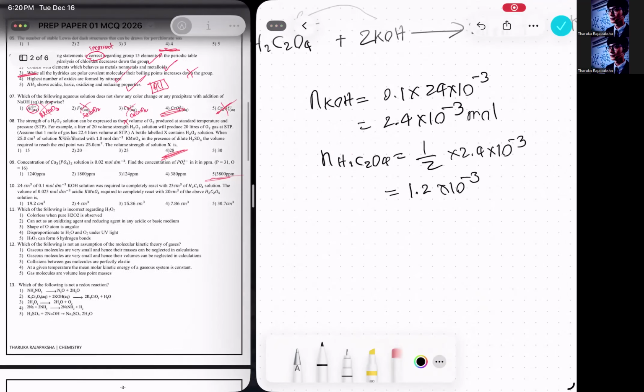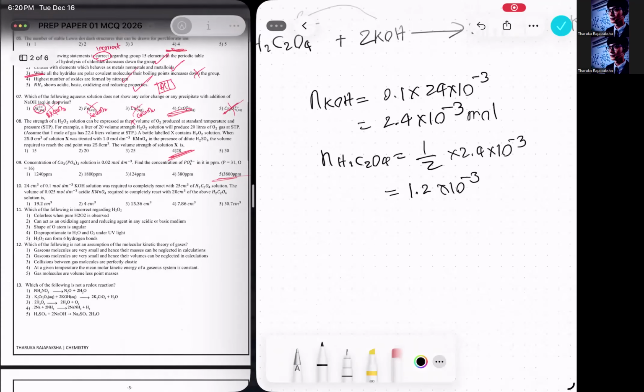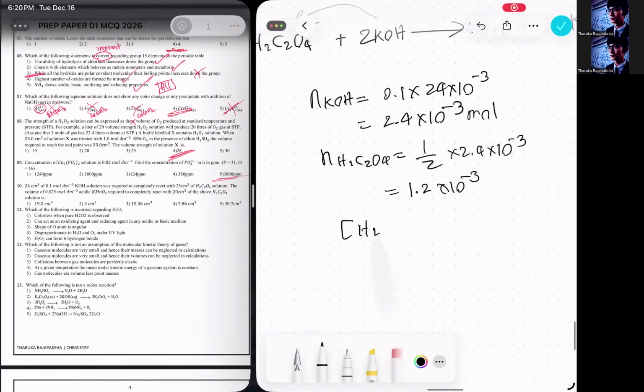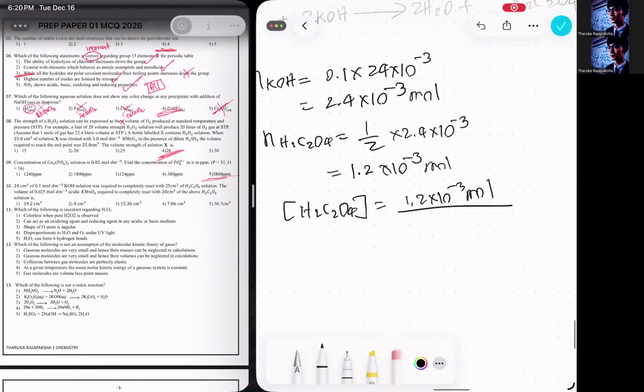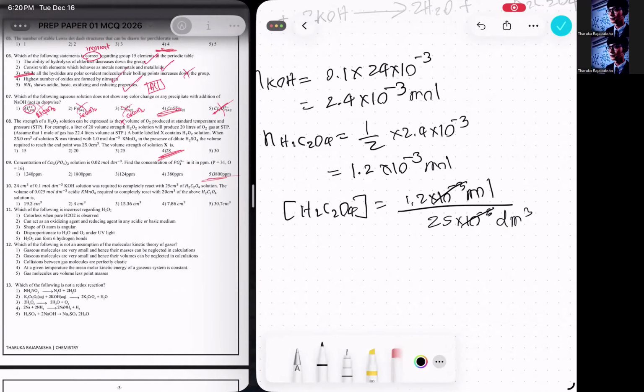Now then, people, we have to find the concentration of H2C2O4. I'll calculate that and keep. The concentration of H2C2O4 will be 1.2 × 10^-3 moles divided by the volume of H2C2O4 reacted, so 25 × 10^-3 cubic decimeters. 10 to the minus 3 and 10 to the minus 3 will cancel off. So 1.2 divided by 25, that's going to be 0.048 mole per cubic decimeter.